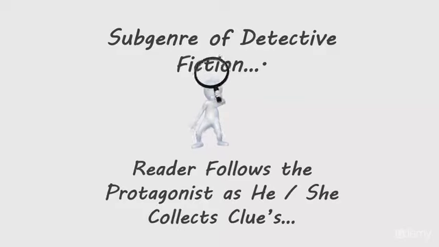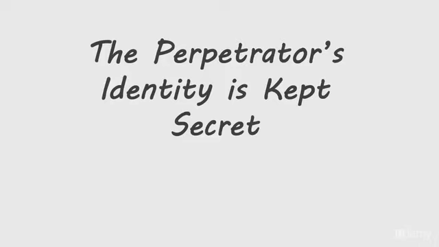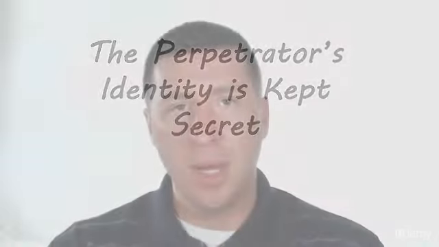Through the process of the investigation, the perpetrator's identity is kept secret until the climax of the novel. Neither the reader nor the protagonist knows who it is until the climax. Now that we have a high-level overview of a whodunit, let's move on and examine the novel outline.